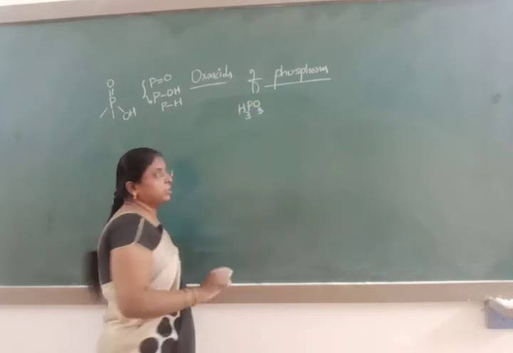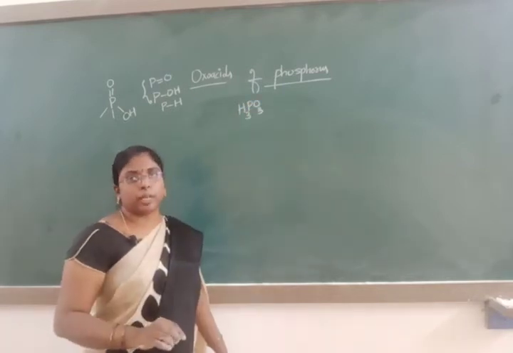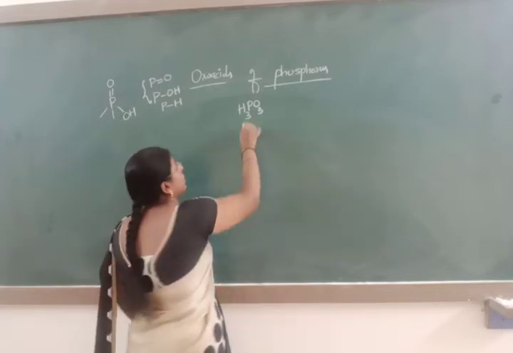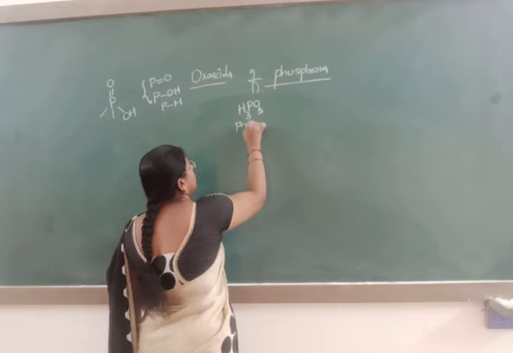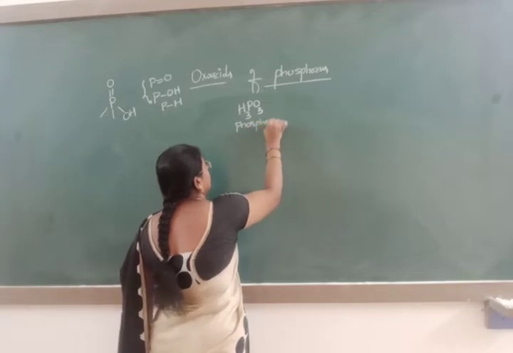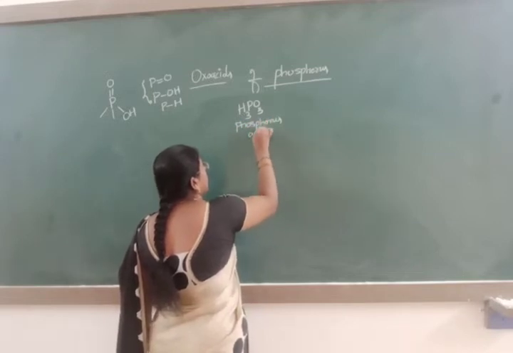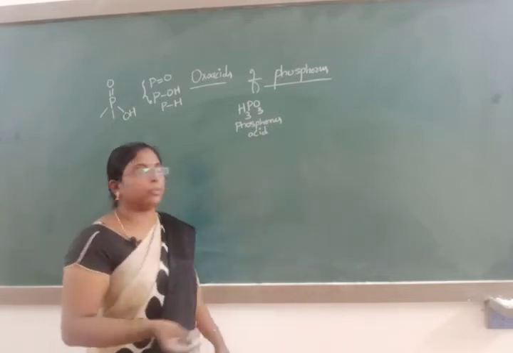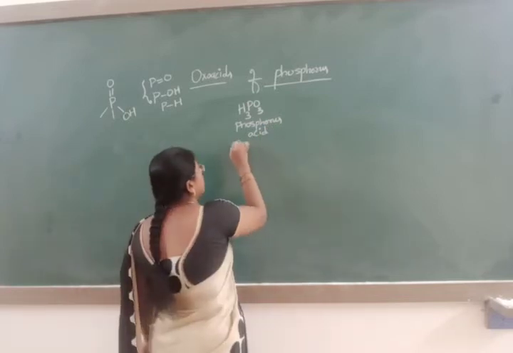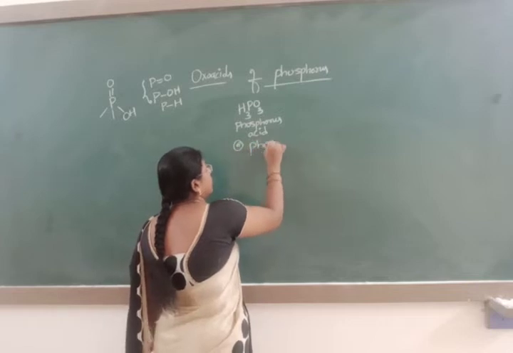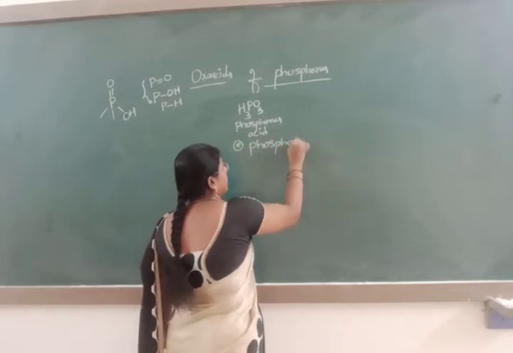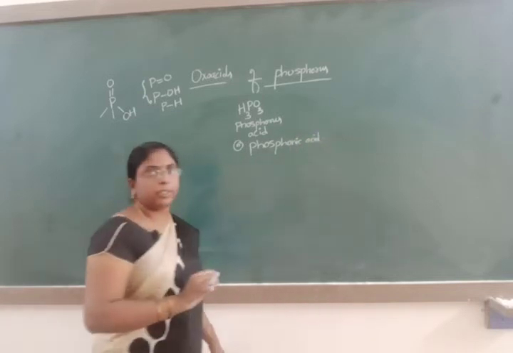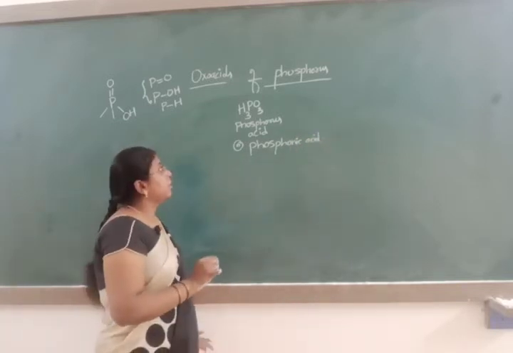H3PO4 is phosphoric acid. H3PO3 is phosphorus acid. Phosphorus acid is also known as phosphonic acid.